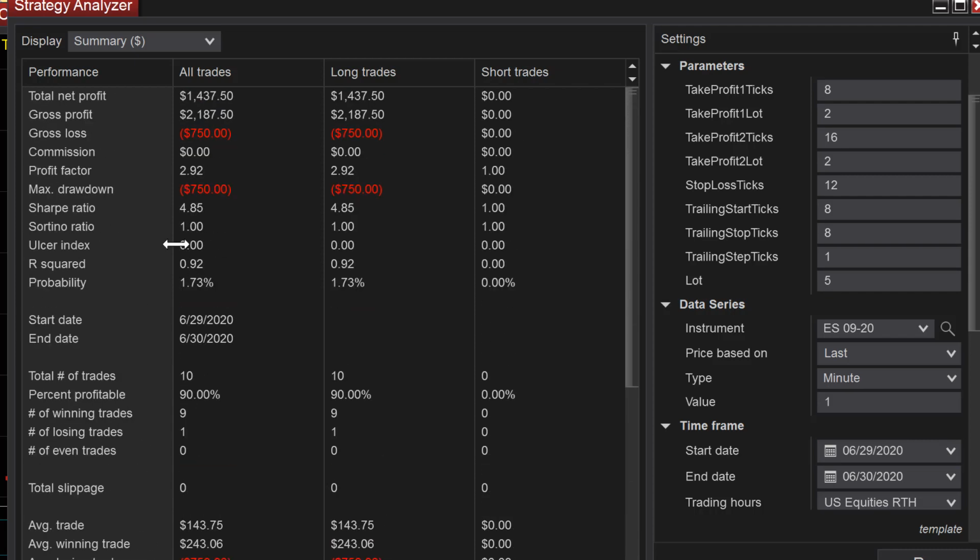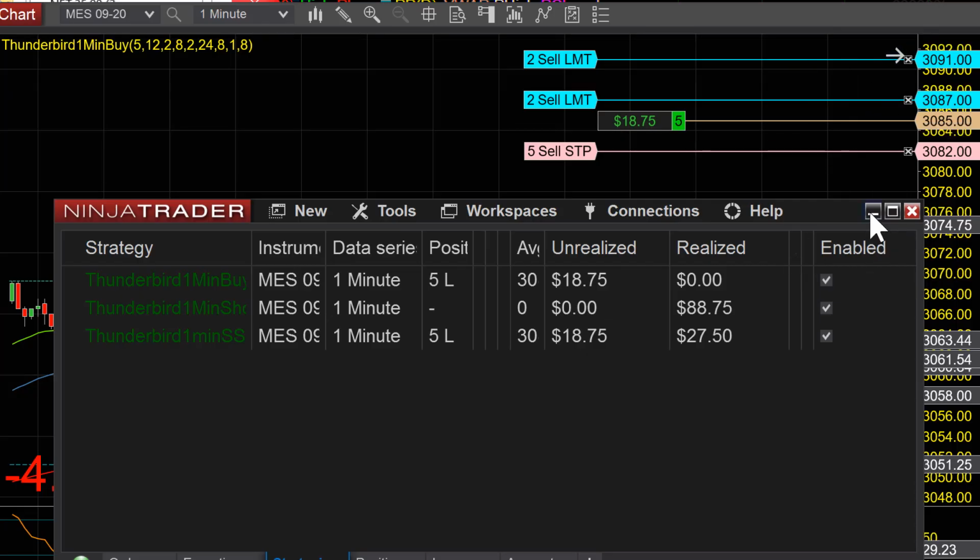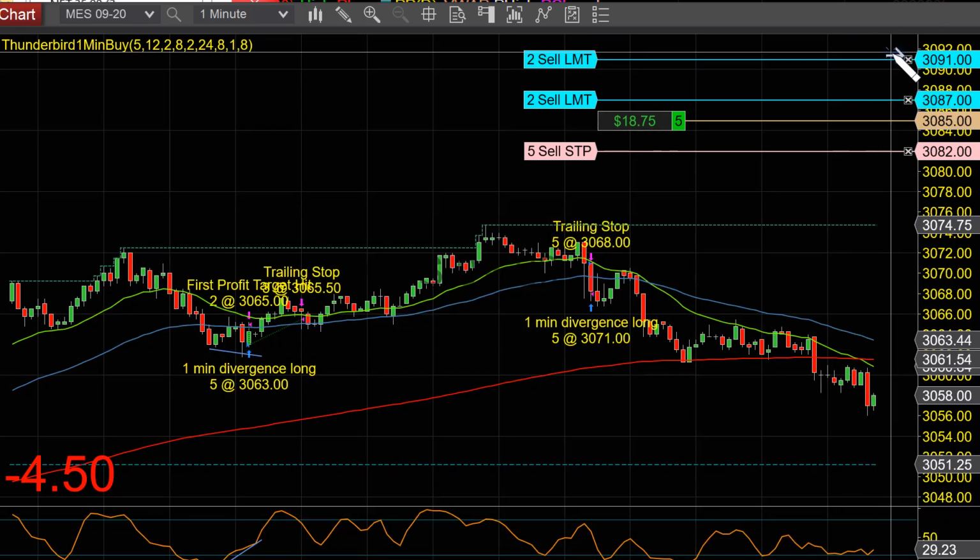Alright, so that's pretty good. So that's what I'm working on right now. We actually have a bot trade going on right now. Let's visit that.